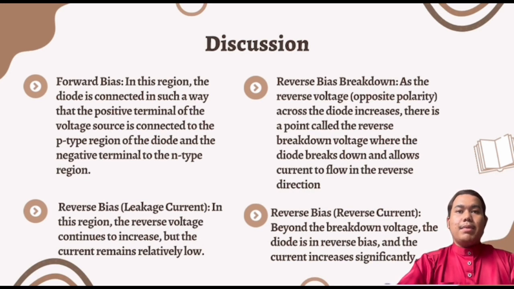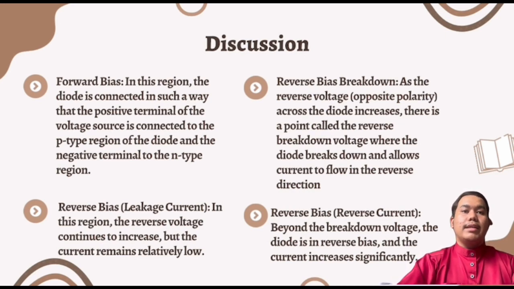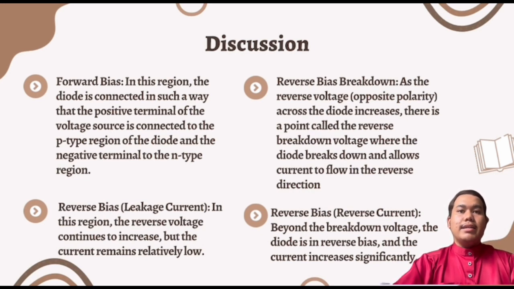Second, the reverse bias breakdown. As the reverse voltage, or opposite polarity, across the diode increases, there is a point called the reverse breakdown voltage, where the diode breaks down and allows current to flow in the reverse direction. This region is characterized by a sudden increase in current while the voltage remains relatively constant. This breakdown can be either Zener breakdown or avalanche breakdown, depending on the type of diode.